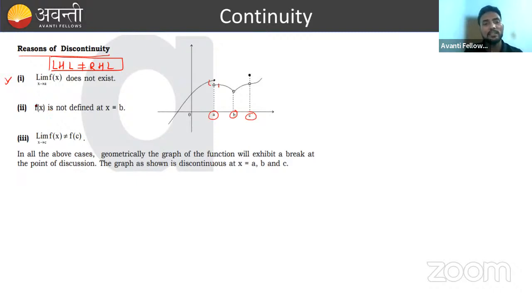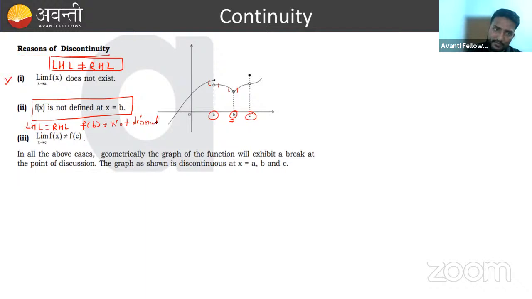The second thing is, if f of x is not defined at x equals b. That thing also we have seen. You can see around b, right and left both are equal, but at exactly b we don't have any value. So in this case LHL is equal to RHL, but f of b is not defined. So this is also a point of discontinuity, guys.